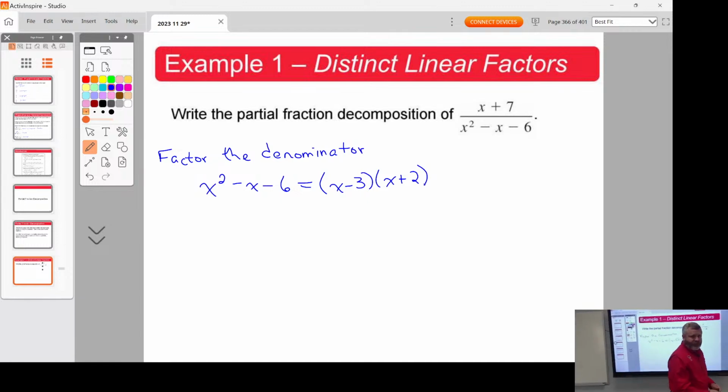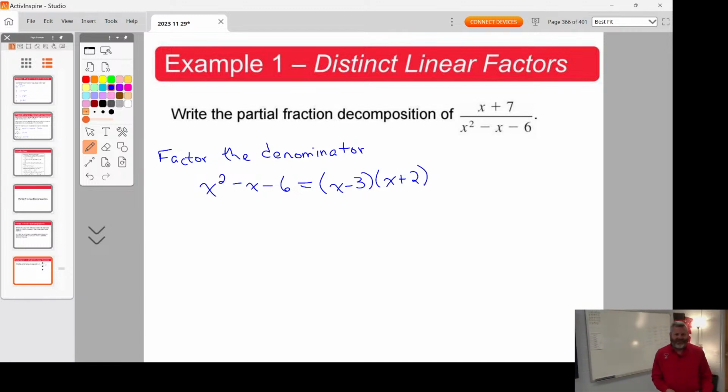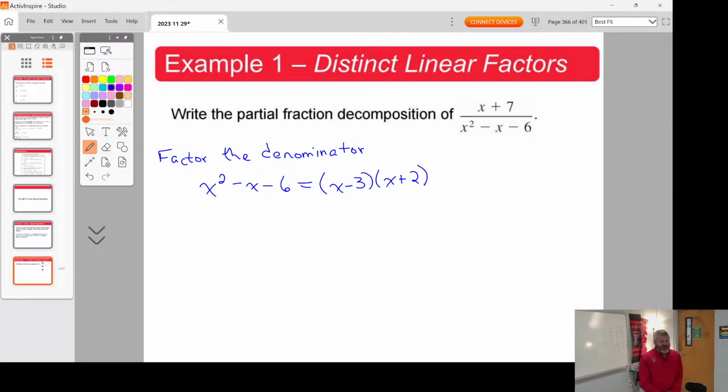Okay, y'all good with that? Okay, yeah, two numbers that multiply to get negative 6. That would be negative 3 and 2. But when you add those two numbers together, you get negative 1, which is b. So negative 3 and 2. All right? Are those linear factors? Is x minus 3 a line? Yes. Is x plus 2 a line? Yes. Are they distinct? Each line is different, right? So I have two distinct linear factors. Okay?